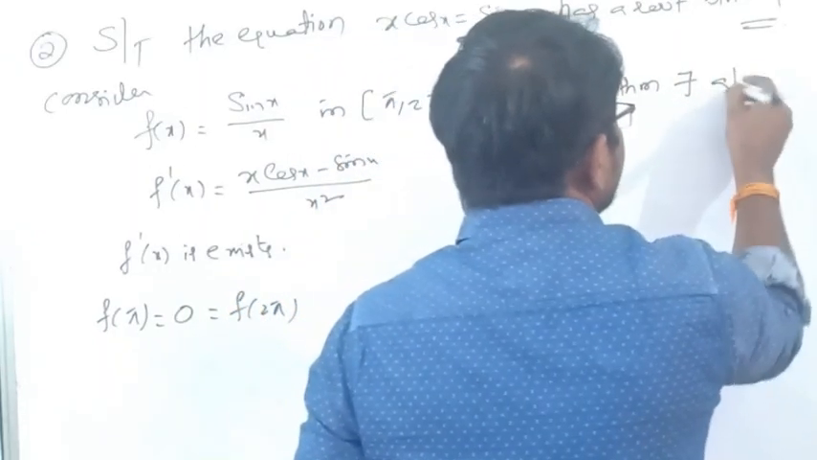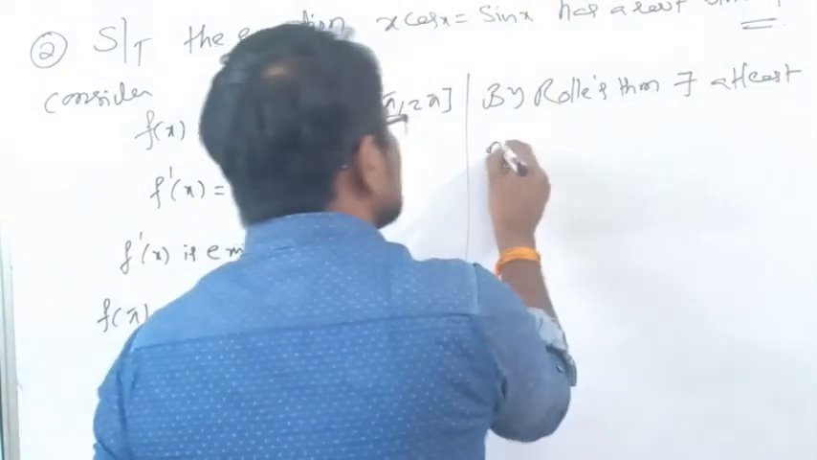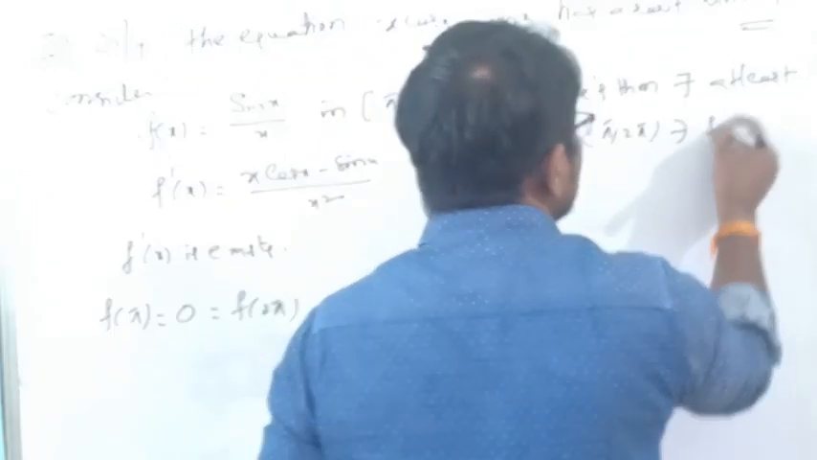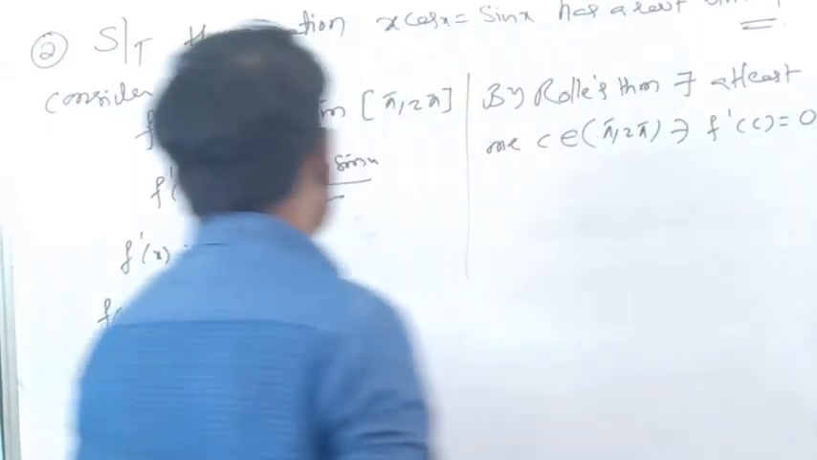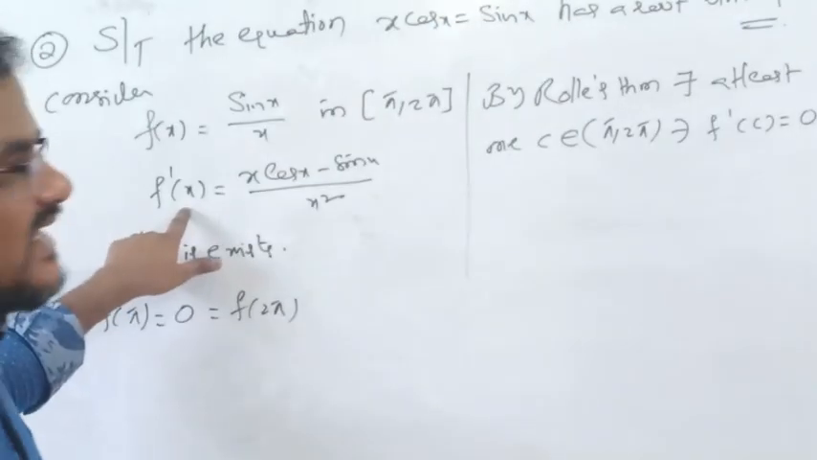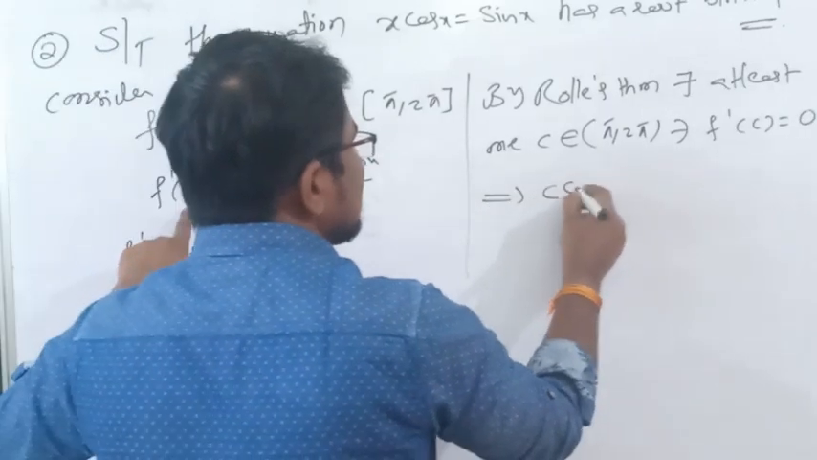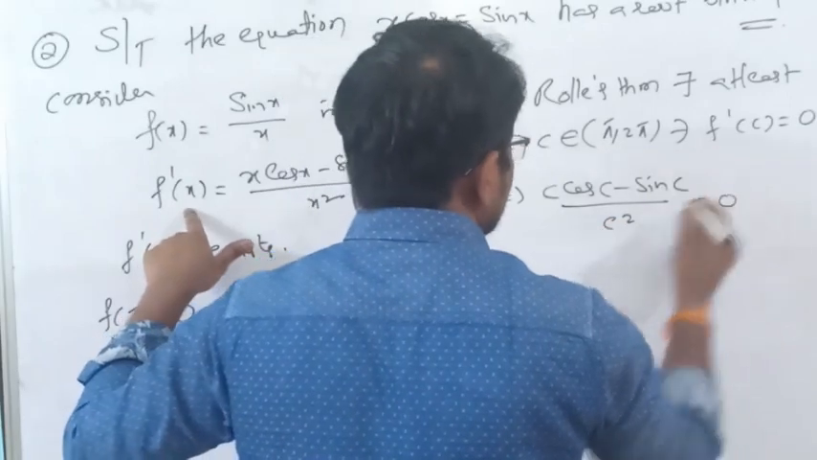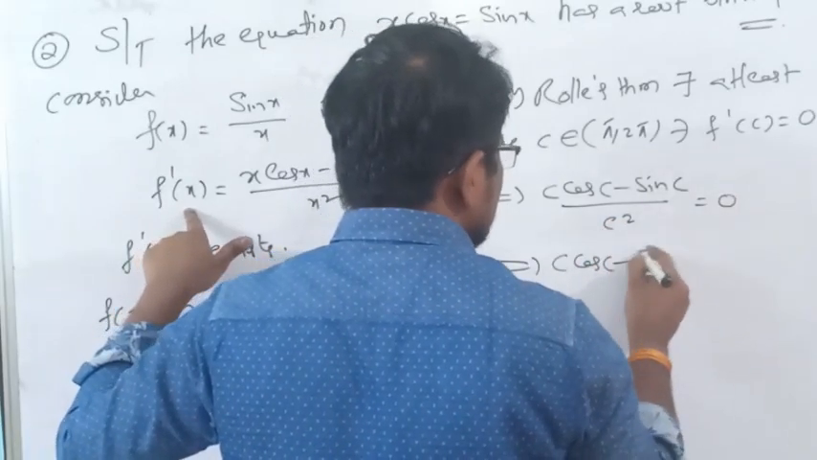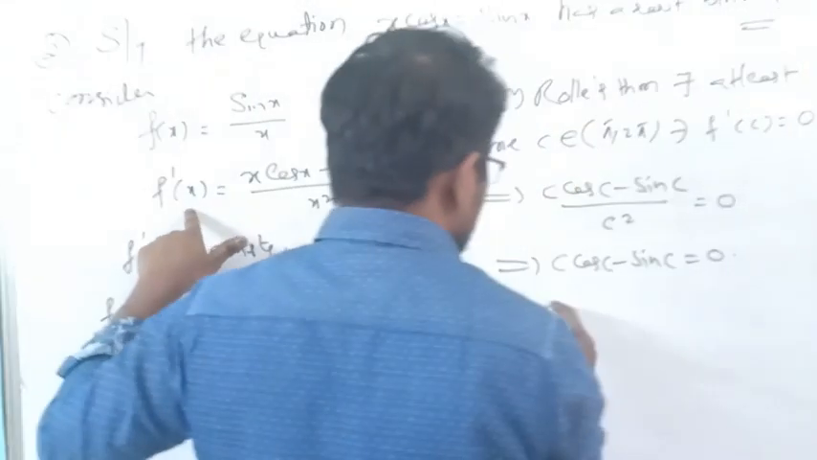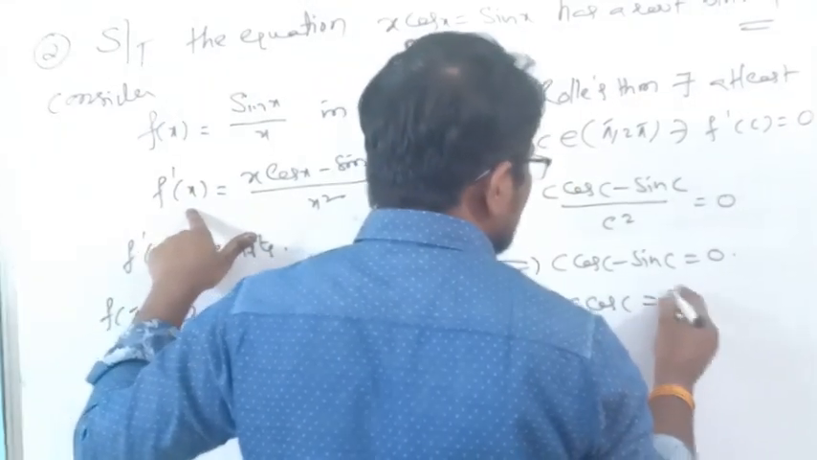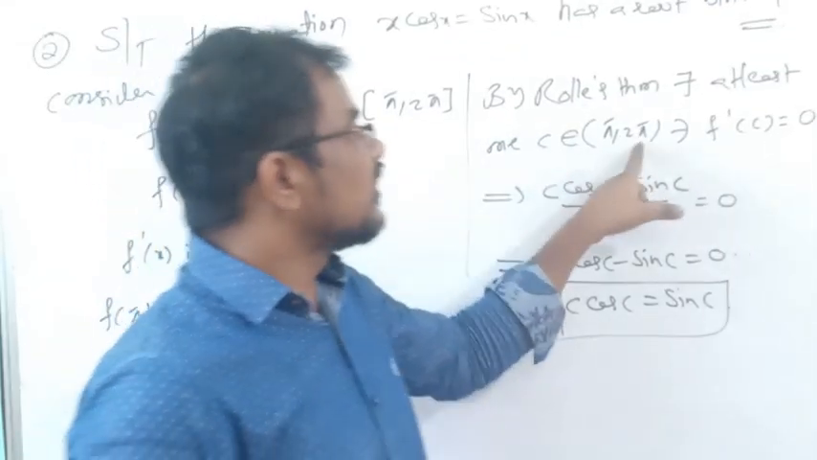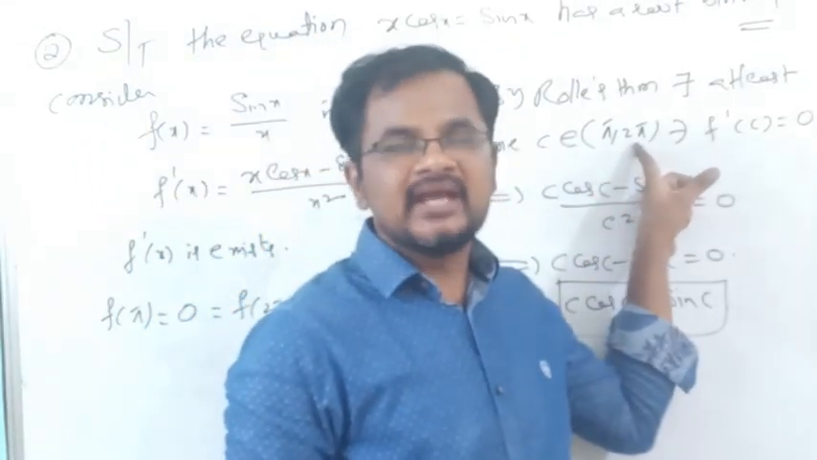there exists at least one root c which belongs to pi to 2 pi such that f dash of c equal to 0. F dash of c means replace x by c. That implies c cos c minus sin c divided by c square equal to 0. That implies c cos c minus sin c equal to 0, so c cos c equal to sin c. Means for this equation there is one root between pi and 2 pi.